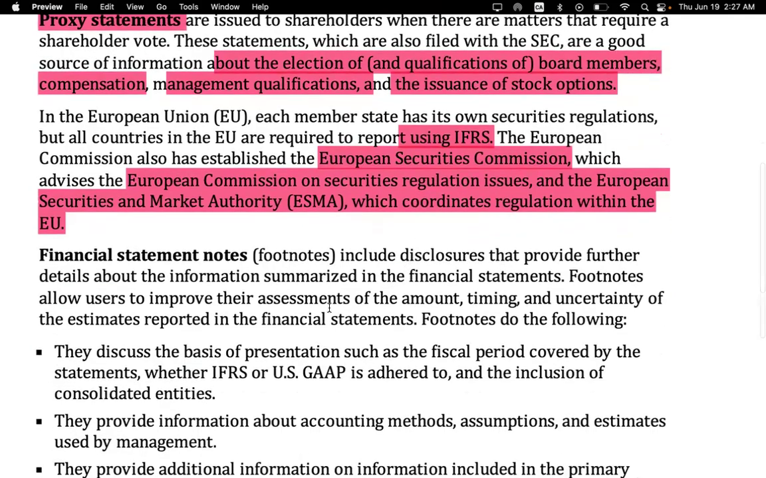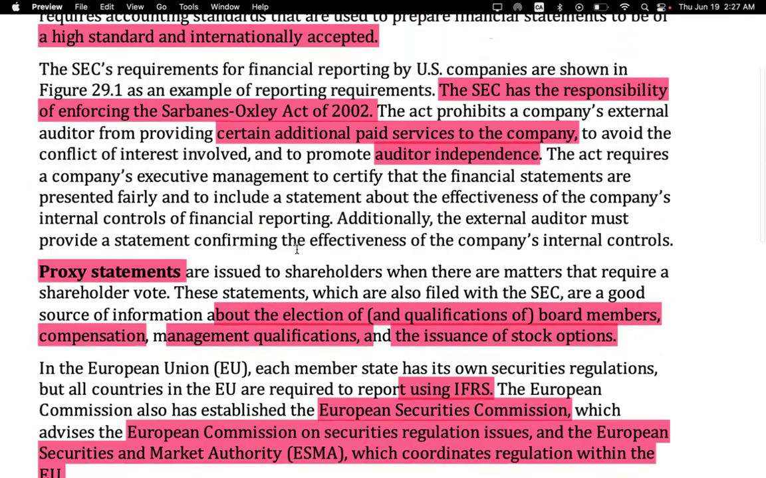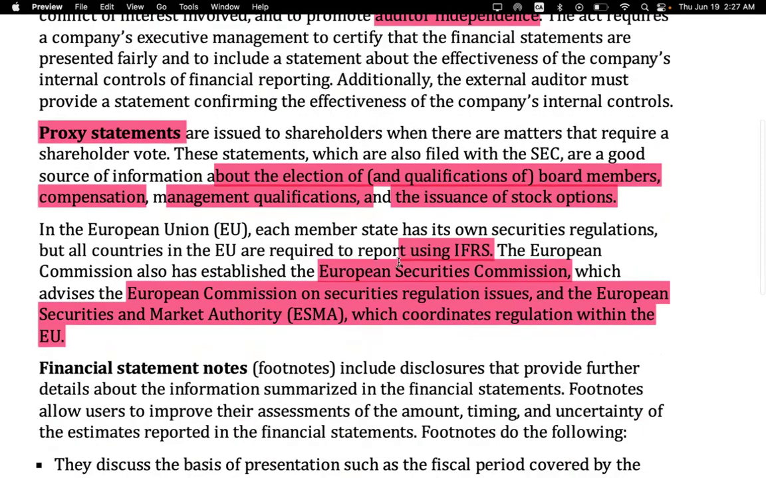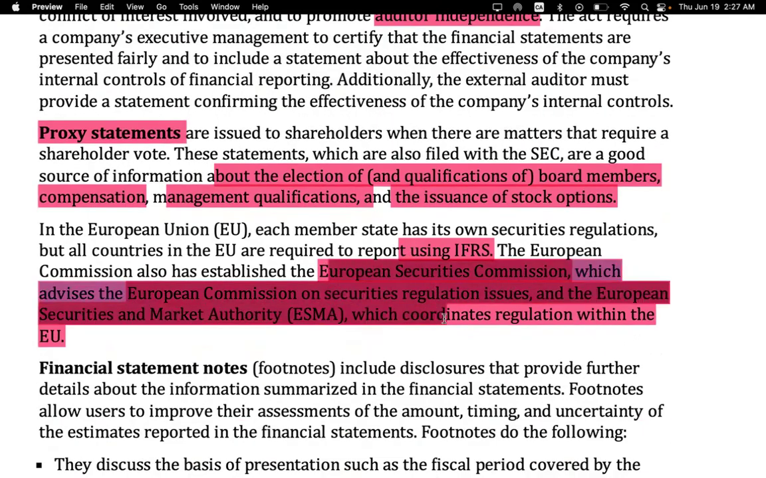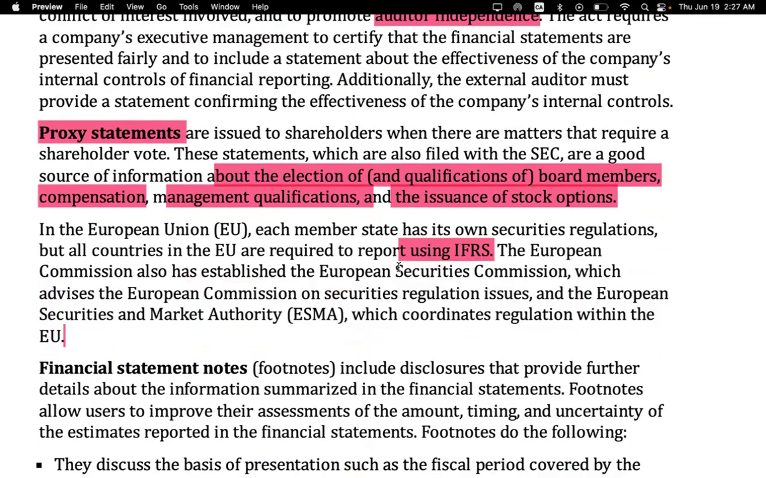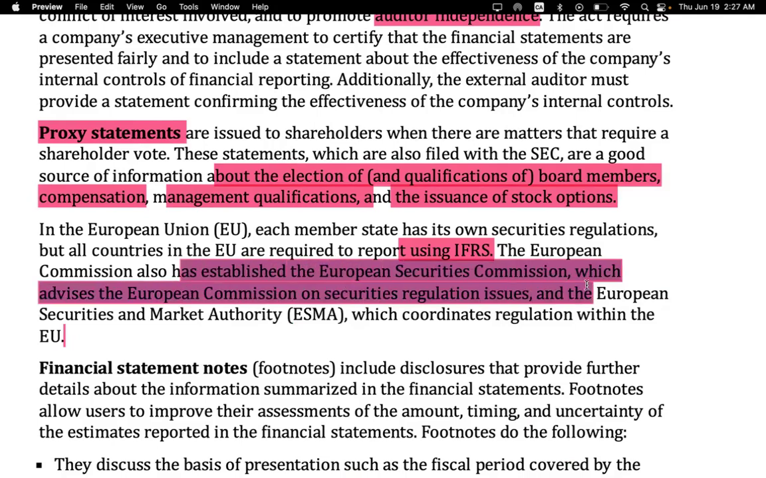Okay. Footnotes. I think this is not that important because I've not seen it in mock exams or anything. And the language is quite weird and confusing. We can just leave this out. But you should remember that the European Commission has also established the European Securities Commission.